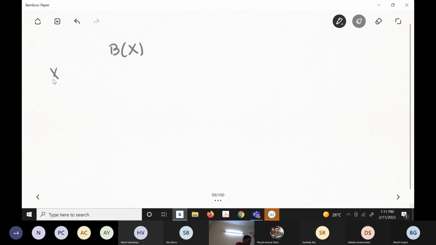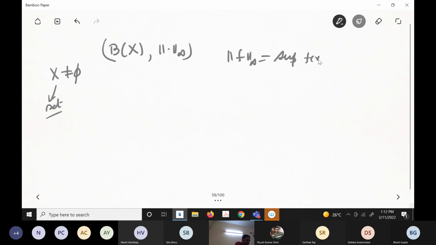Now look, if you have this B(X), here X is just a non-empty set, it's a set only. And with this, we are taking this metric. That means the norm. The norm here is the function. I already told you the norm is defined here: sup of |f(x)|, because these are bounded functions.